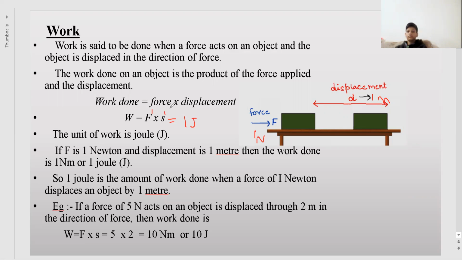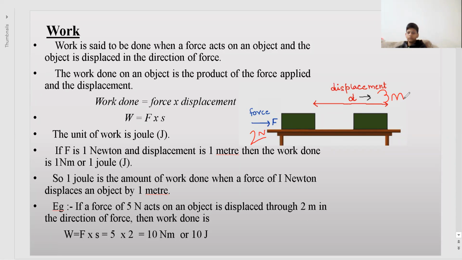Suppose we applied a force of 2 Newton, and the body moved by a distance of 3 meter. Then what will be the work done? Find the work done, all of you.